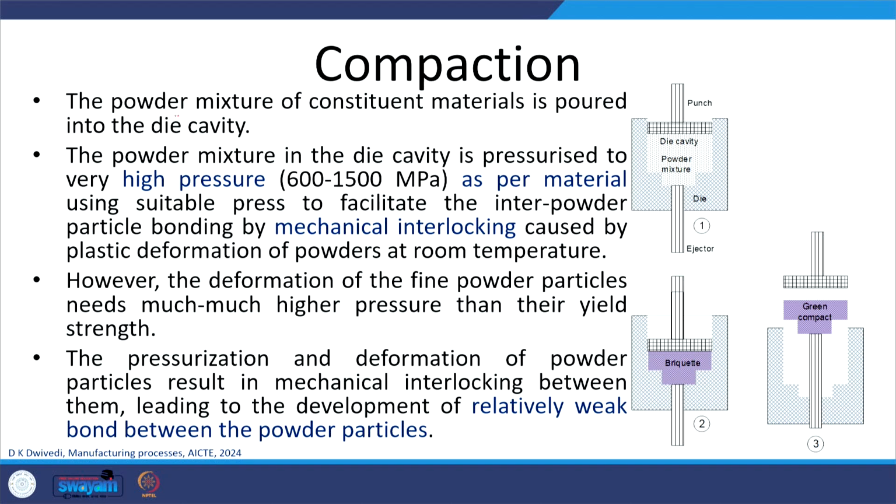In compaction, the powder mixture of constituents is poured into the die cavity. Then the powder mixture in the die cavity is pressurized to very high pressure, say 600 to 1500 MPa as per the material, using a suitable press to facilitate powder particle deformation. That in turn helps in mechanical interlocking due to the plastic deformation of the powder particles at room temperature. So, the important part here is that compaction is done at room temperature.